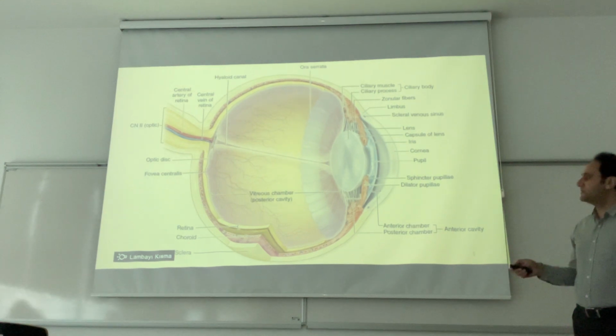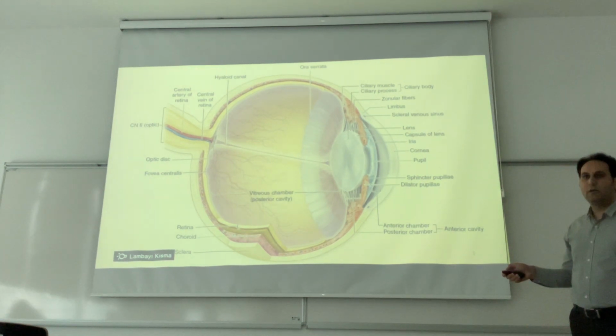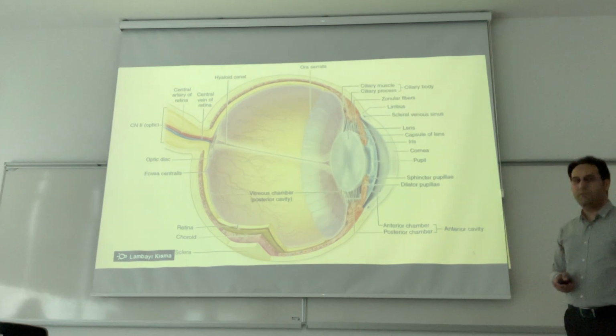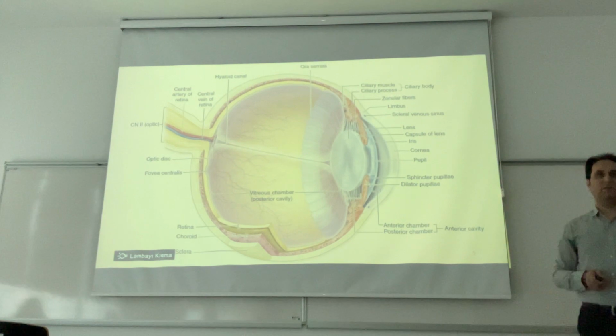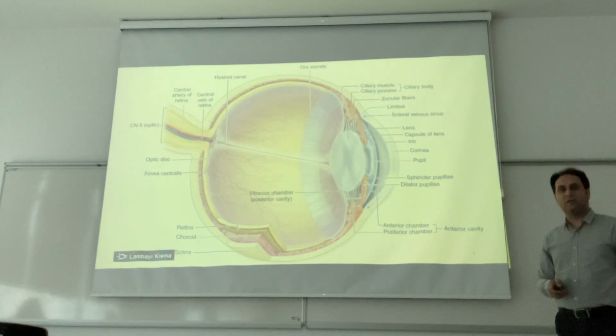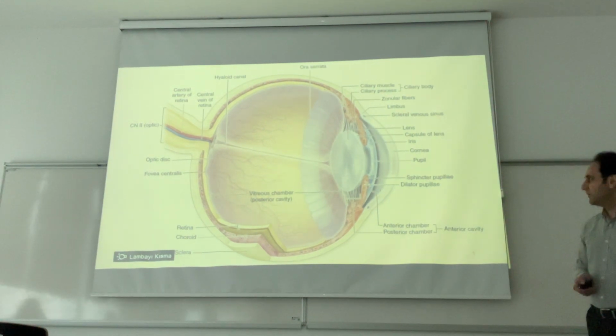One of them is present in the choroid. Between the choroid and the retinal pigment epithelium, we have a barrier. And also in the deep layer of the retina, again, we have a blood retina barrier.